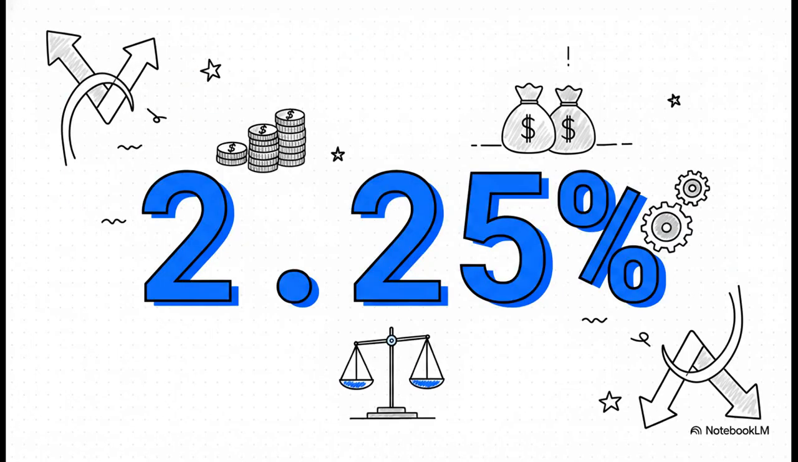Here is another critical rate I need you to write down right now. 2.25%. This is the official rate of interest that is applied to calculate that beneficial loan benefit in kind on any unpaid amount of partly paid MBO shares.